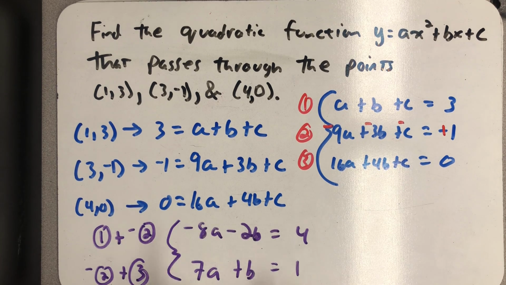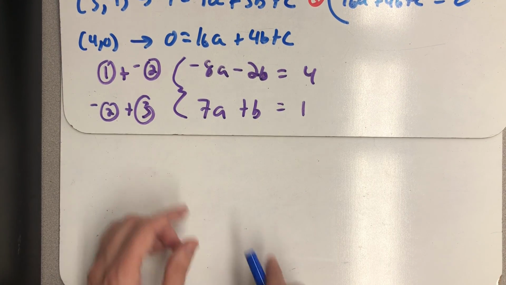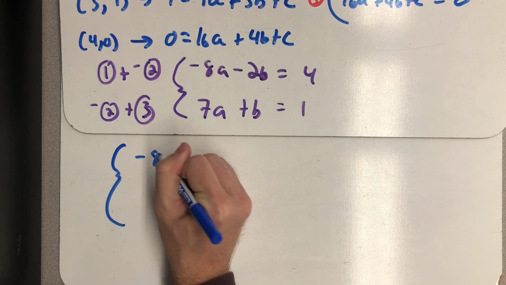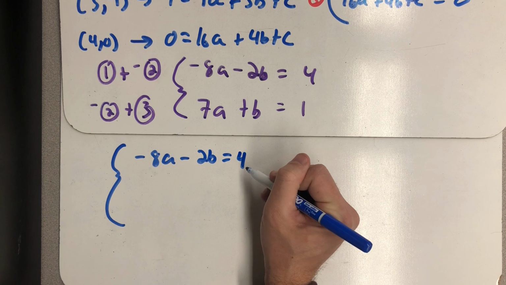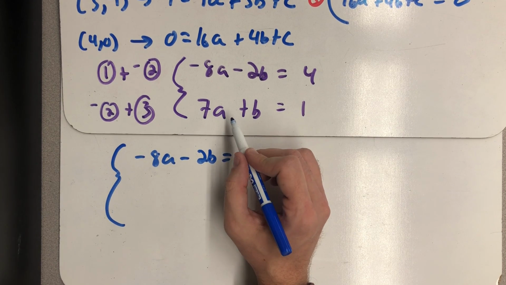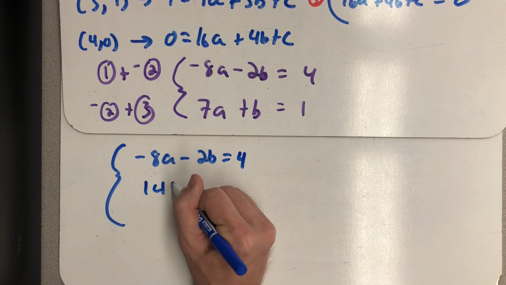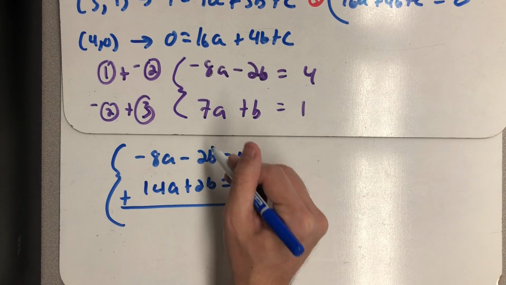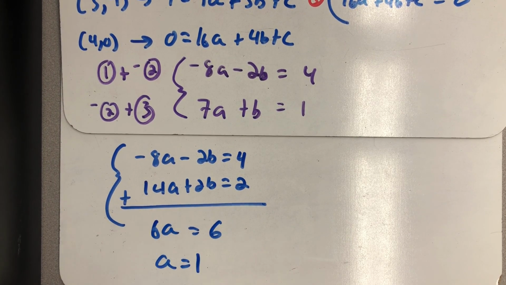I could actually solve for b here and substitute, or I could do elimination again, and I think that's what I'm going to do. So looking at this simpler system, I'm going to leave the top equation by itself, so it's still minus 8a minus 2b is equal to 4. But I want to multiply this second equation by 2. So 14a plus 2b equals 2. You can see what I'm going for here because now I can add these together and the b's will cancel. So I have 6a is equal to 6. a is equal to 1.